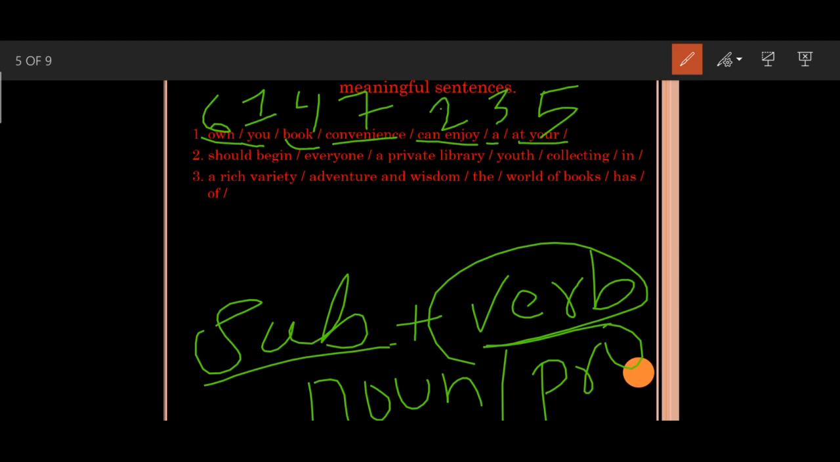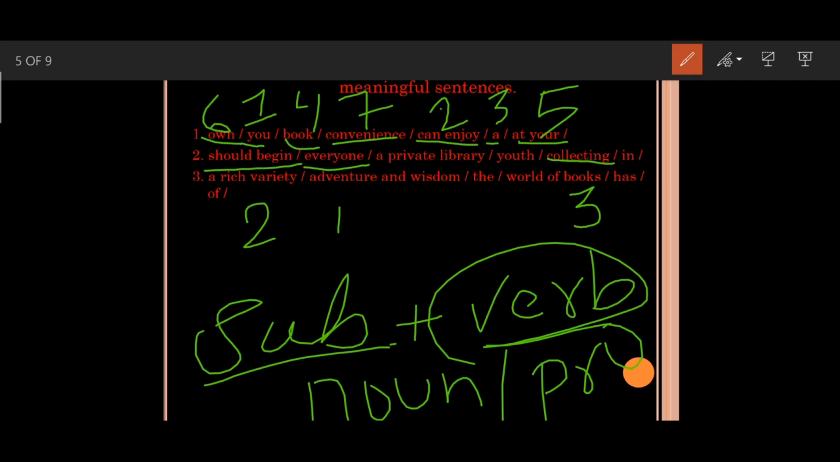Let's take the same process, same strategy at number 2. Number 2, find out a subject, noun or a pronoun. Okay, should begin, alright, found it. Everyone. So this is our number 1, everyone. What is the verb? The verb is should begin. Everyone should begin what? Doing what? Collecting. This is also a verb. So this should be 3.